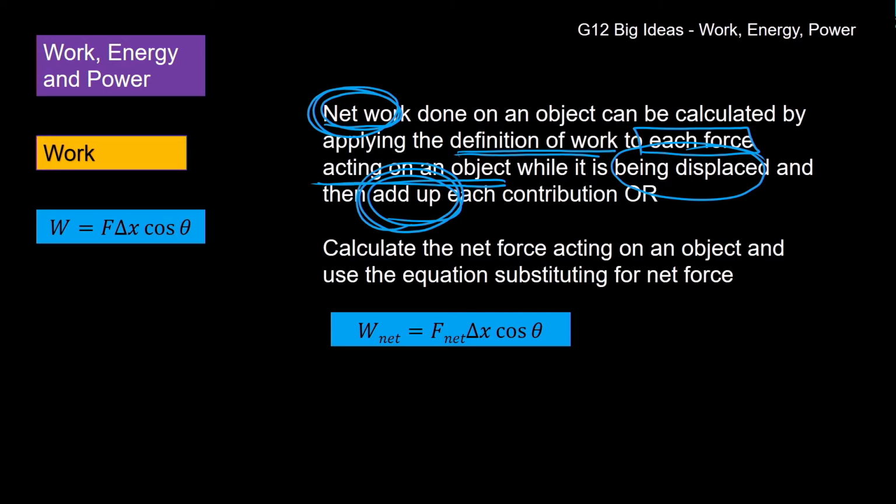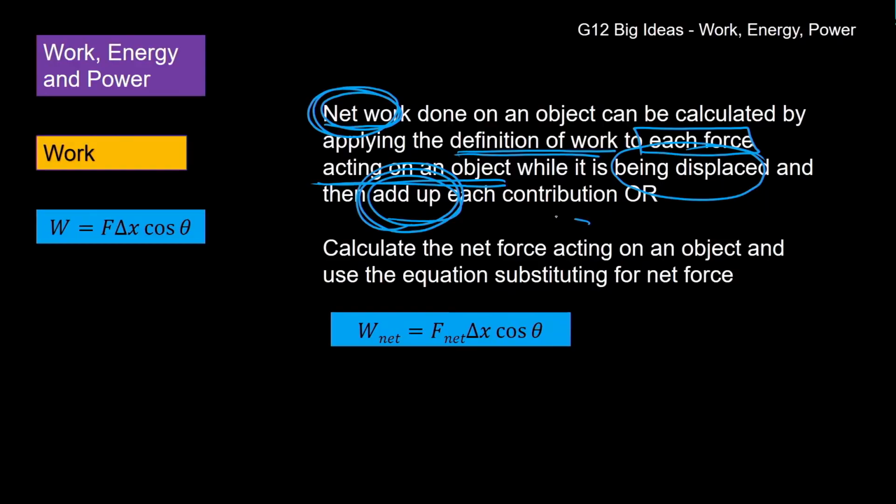The other way of doing it is by finding the net force that's acting on the object. Once we have found the net force, we can substitute it into this equation. So it's more of a two-step calculation when we are applying this net work done. Okay, to see how we can do it, we're going to have a look at a problem.